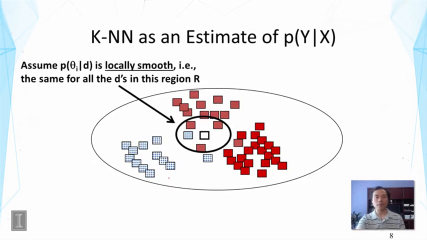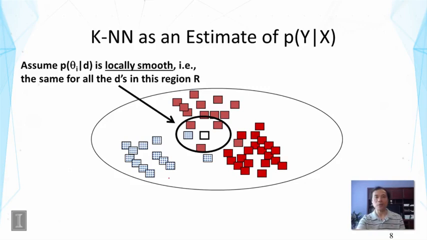So as I mentioned, KNN can be actually regarded as an estimate of the conditional probability of y given x, and that's why we put this in the category of discriminative approaches. So the key assumption that we made in this approach is that the distribution of the label given the document, or probability of a category given document, for example, probability of theta i given document d, is locally smooth.